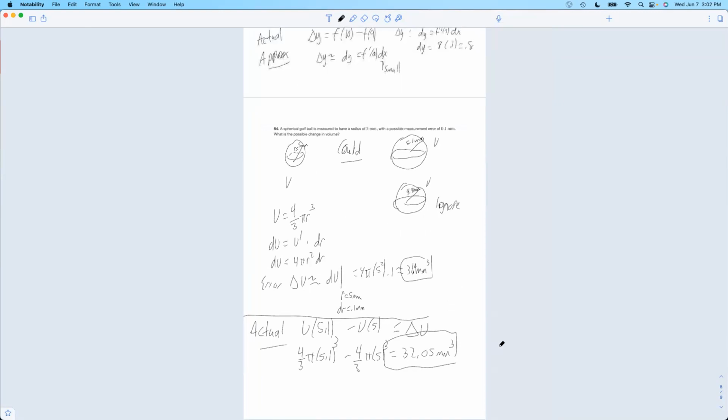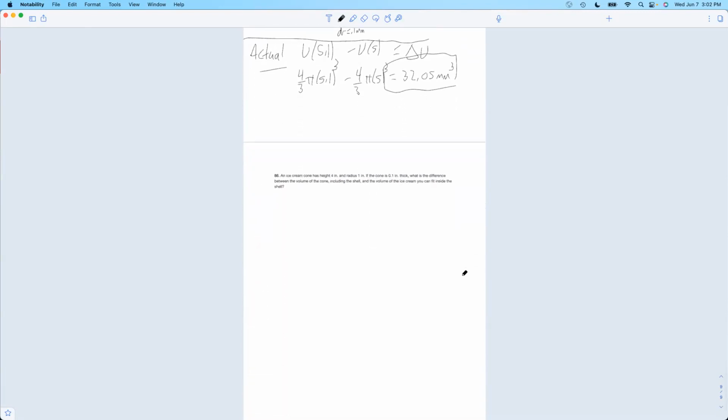So with linear approximation, you're using one function value and the derivative to approximate the next function value. With differentials, you're using the derivative and really the equation of a tangent line. That's really what we're doing to find changes in the function value. And they're both approximations.